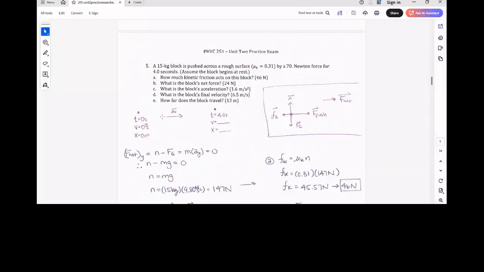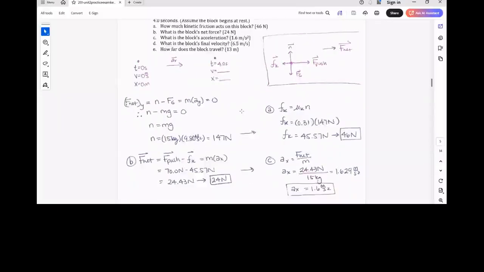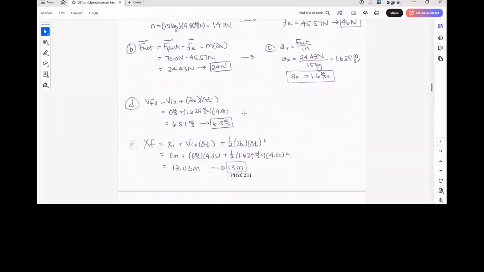Now, once I've got that acceleration, I can jump back over to this motion diagram, and this is more or less a Unit 1 question at this point, because I can figure out what the final velocity is for this block. We know it started at rest. We just figured out its acceleration. We know that it's moving for 4.0 seconds. So it would reach a final velocity of 6.5 meters per second.